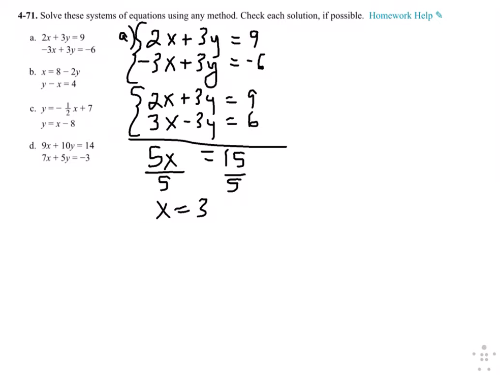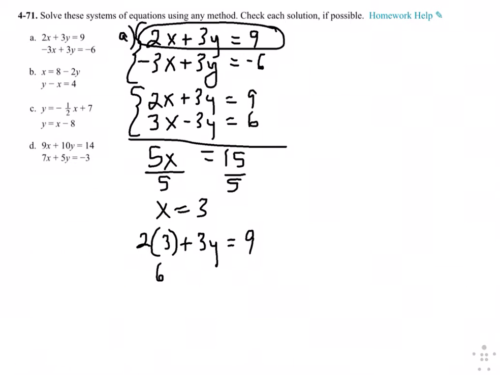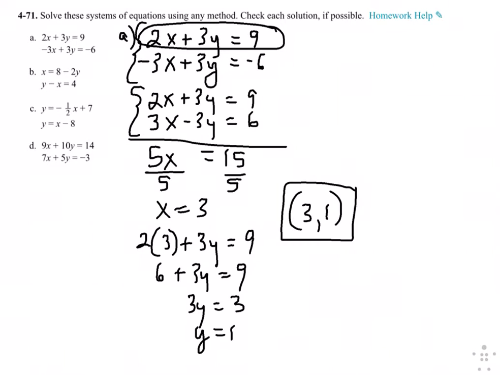And then we could go to any of the equations to find the other value. So I'll go to that top one. So I get 2 times x, which is 3, plus 3y equals 9. So 6 plus 3y equals 9. 3y equals, subtract 6 from both sides, 3, and then divide both sides by 3 and get y equals 1. So we get (3, 1) as the solution to A.